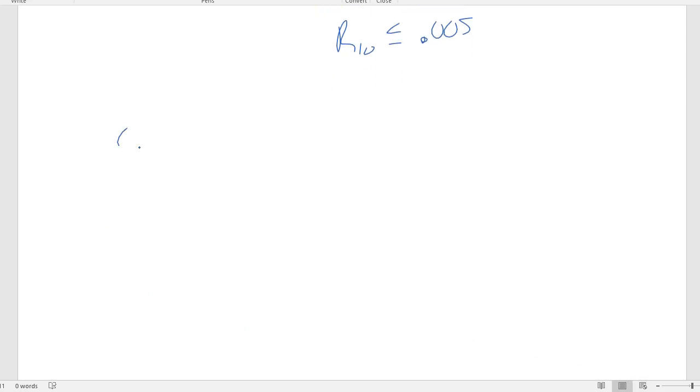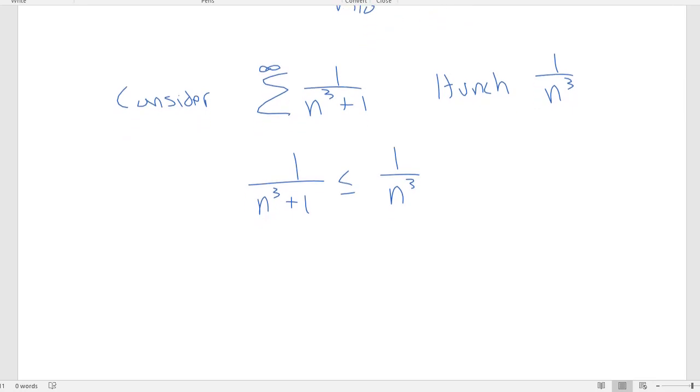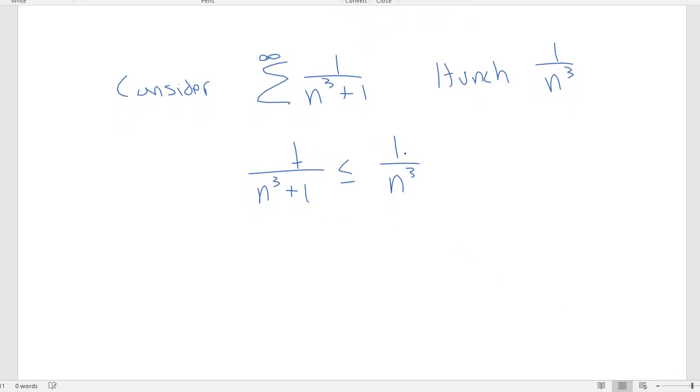So let's consider that we have the sum of 1 over n cubed plus 1 that we're testing. So we know our hunch in this case would be 1 over n cubed. And if this is convergent, we want to show that it is slightly bigger than my hunch. And again, we know the numerators are the same. This denominator on the left is slightly bigger, so the fraction is slightly smaller. We know that's true. We could go through the 1 or 2 lines of algebra to show that, like we did prior.